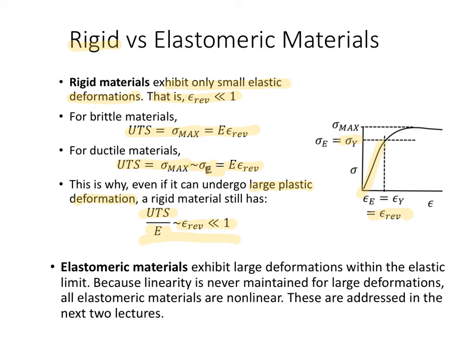So those things are about rigid materials. That is, rigid materials have deformations within the elastic limit of much less than 1. However, elastomeric materials can exhibit large deformations within the elastic limit. Because linearity is never maintained for large deformations, all elastic materials are nonlinear, and these are addressed in the next 2 lectures.